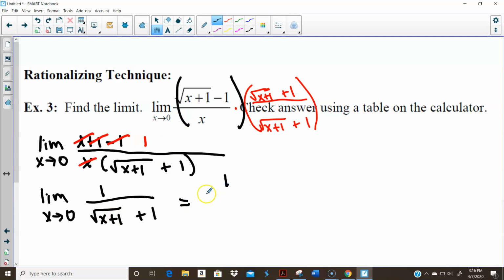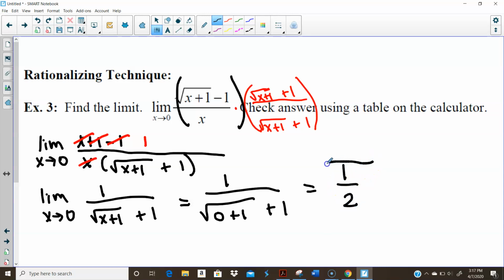Yay! So this will be 1 over the square root of, and we'll plug in 0. So we have 0 plus 1 plus 1. Well, the square root of 1 is 1, and 1 plus 1 is 2. So this is going to give us 1/2. So this is what the limit is.